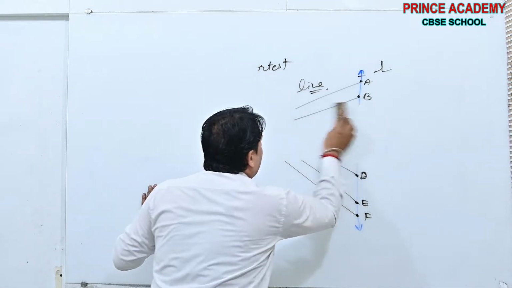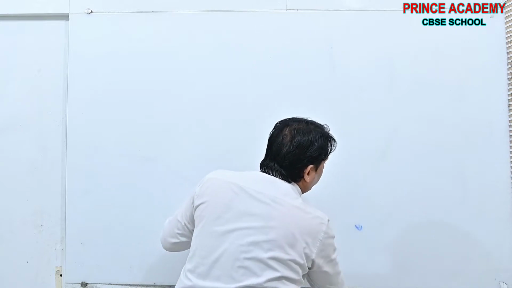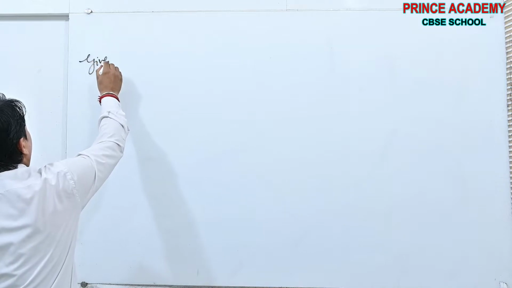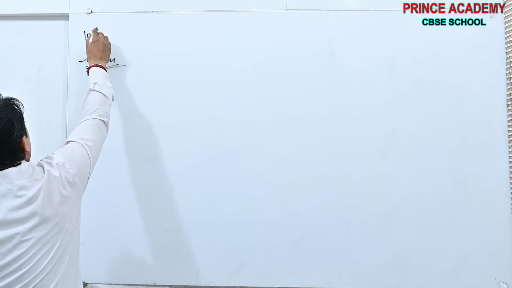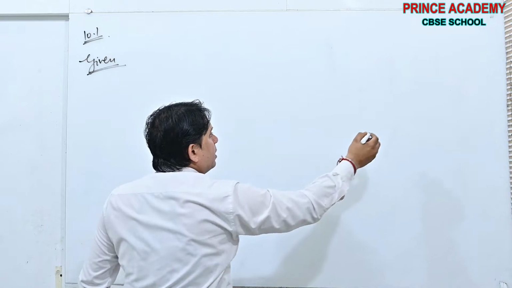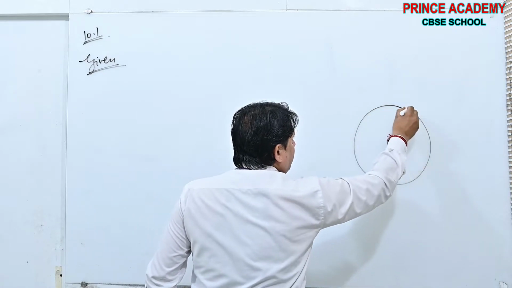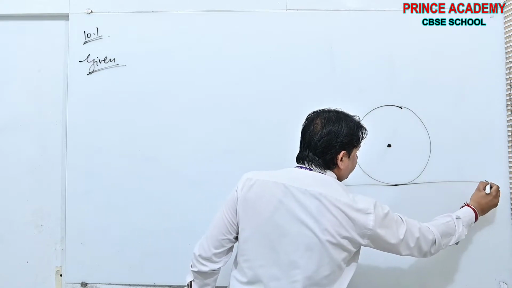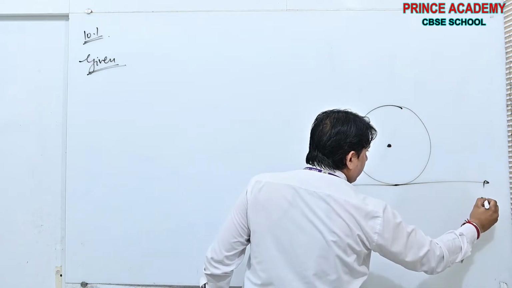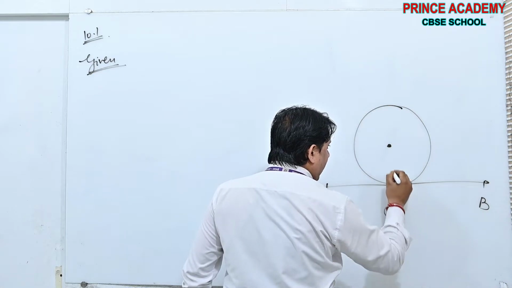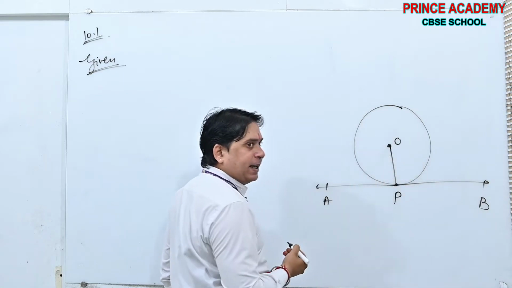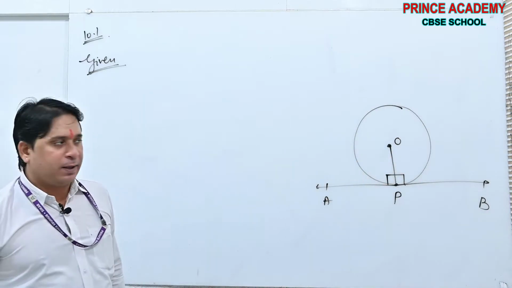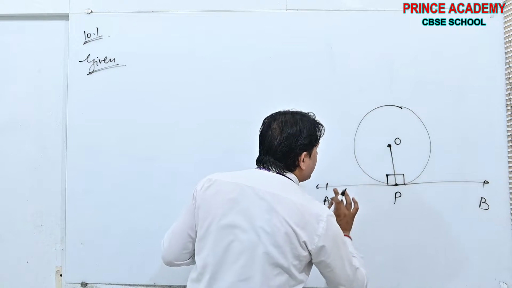Now see beta, I will explain how to write the theorem. This is theorem 10.1. See beta, a circle is given, a tangent AB is drawn, P is the point of contact, OP is joined. You have to prove that OP is perpendicular to AP. Okay, you have to prove this.